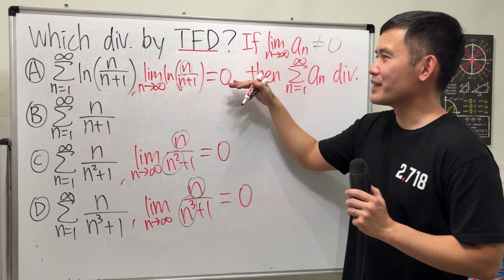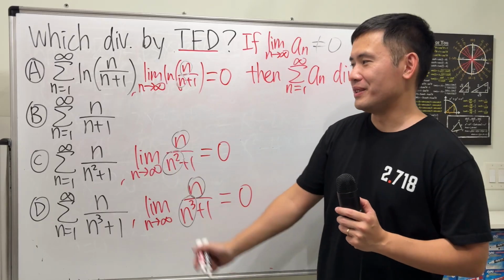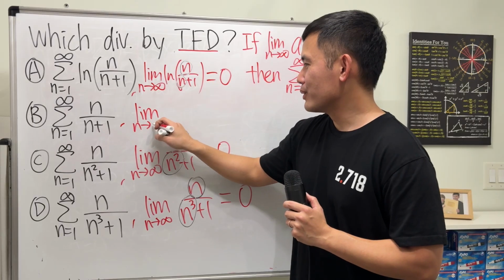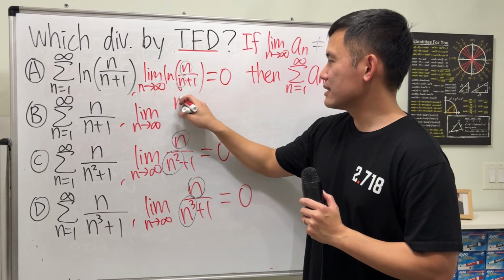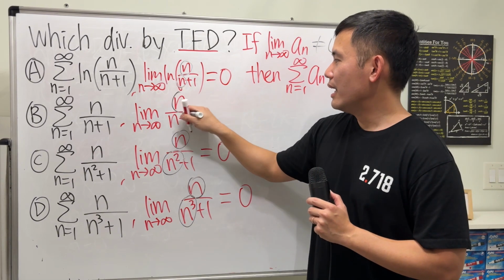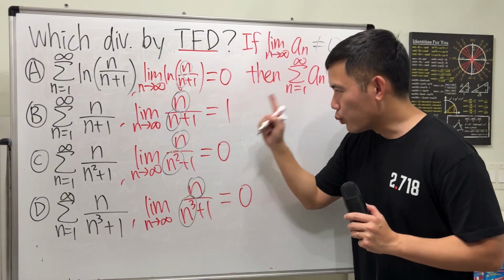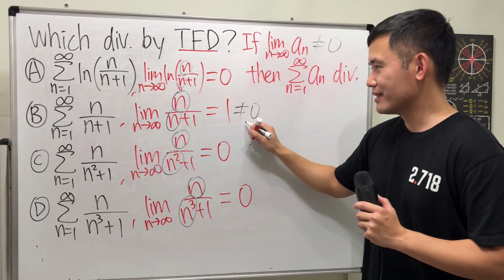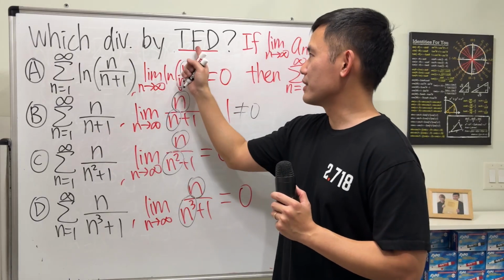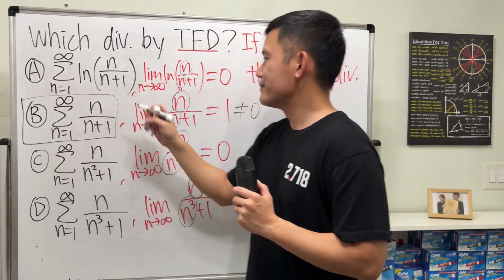So, in fact, test for divergence does not work for this, and that, so it must work for b. It does work for b. Anyways, that's why I'm doing this the last. If you take the limit as n going to infinity of n over n plus 1, n over n, ignoring the plus 1, here you get 1. And the 1 is great because it's not equal to 0. So we get to say that this series diverges because of test for divergence. And that is the answer right here.